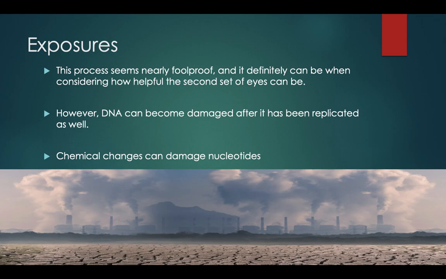This process seems nearly foolproof, and it definitely can be when considering how helpful the second set of eyes can be. However, DNA can become damaged after it has been replicated as well. Chemical changes can damage nucleotides. A common example is environmental exposure. It can come from a toxic chemical compound that is inhaled, such as breathing in pollution in the air or cigarette smoke. It can also be a naturally occurring compound found inside the body, like with hydrogen peroxide.